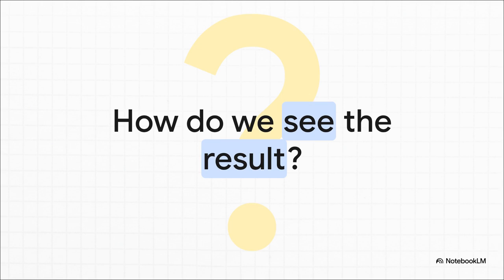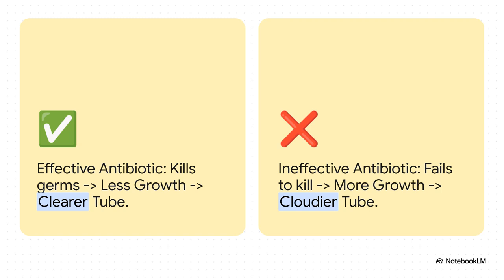So after that waiting period, how do we actually read the results? The answer is a wonderful scientific term, turbidity, which, when you boil it all down, just means cloudiness. How cloudy is the liquid? And right here, this is the whole secret. It's so brilliant. If the antibiotic is effective, it stops the germs from growing, and you end up with a clearer liquid. But if the antibiotic is weak, the germs have a party, they multiply like crazy, and the tube gets all cloudy. In this test, it's really simple. Clear means success, and cloudy means failure.